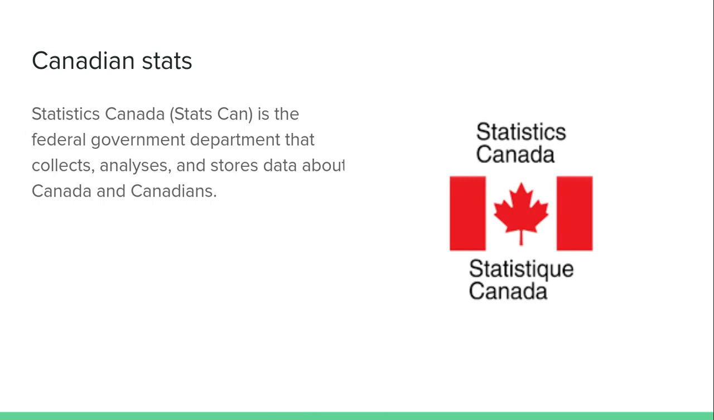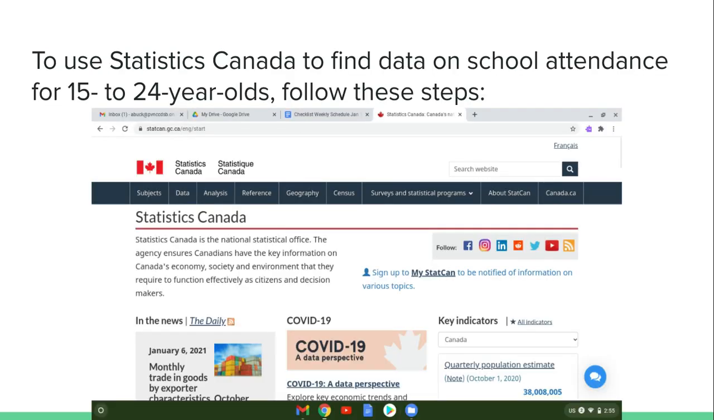Statistics Canada, or StatsCan for short, is the federal government department that collects, analyzes, and stores data about Canada and Canadians. To use Statistics Canada, we are going to follow these steps. We're going to be looking into school attendance for 15 to 24-year-olds.